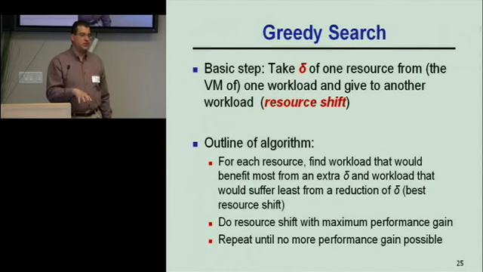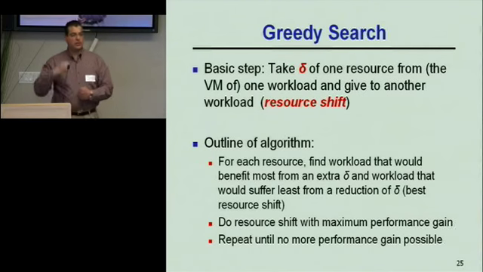And to do that, we find the workload where if I take delta resources away from this workload, it would suffer the least, and find the workload where if I give delta resources to this workload, it would gain the most. And I take from the one that would suffer the least and give to the one that would gain the most, and I do that until I find the local optimal.